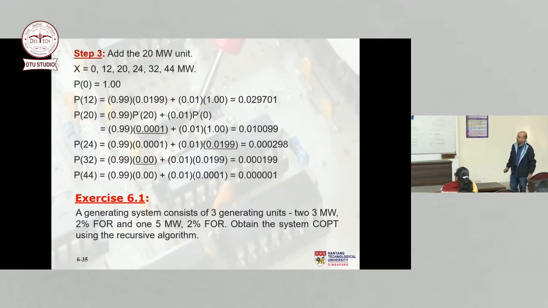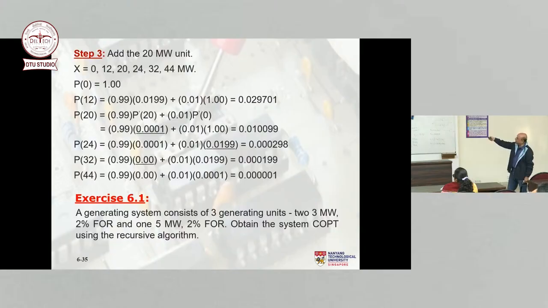Now we will see the interesting thing. So step 3, now you add the 20 megawatt unit. So what values can X take? 0, 12, 20, 24, 44, right? Combination of the 12s and the 20, right? So all these values X can take. So that's why we have all these values here. 12, 20, 24, 32 and 44.